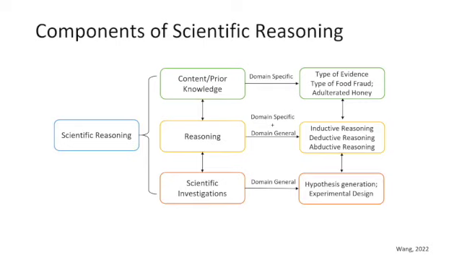Let's review what you have learned before. In modules 1, 2.1, and 2.2, at the beginning of each module, we introduced some content knowledge, such as what is data, evidence, what is food fraud. There are different types of observations, and so on. These are contents or prior knowledge that you will use to conduct scientific reasoning. These contents and prior knowledge are domain-specific, which could only apply to certain contexts.